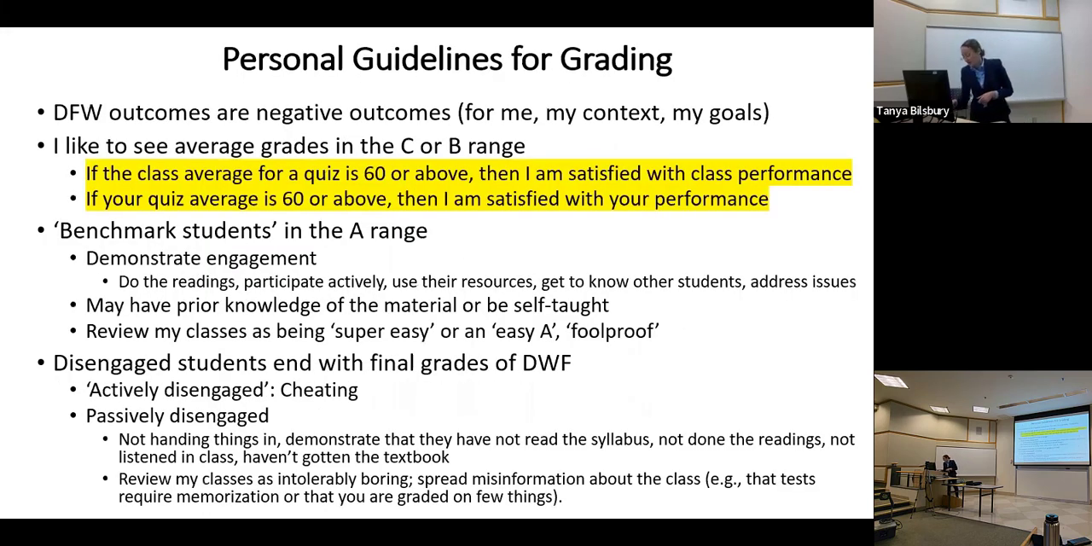So in grading, when I look at class averages, I don't love DFW outcomes. And ideally, when I look at a grade distribution, I like to see the average around a C or a B. Once I taught a stats class, and I did my best, and there was an A average on the exam, and that had never happened before. I got in trouble for it.